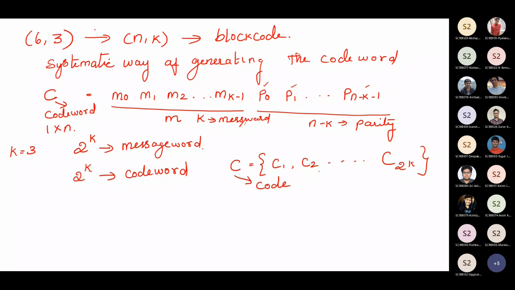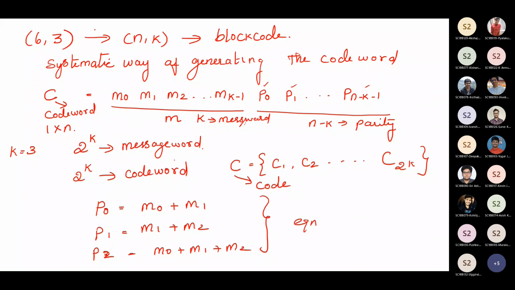So instead of that, they are bringing some structure to it. The structure is, C will be generated as message plus parity. So how to generate the parity? We have seen here parity for 6,3. We have seen parity bits are generated as M0 plus M1 for P0. P1 is equal to M1 plus M2 and P2 will be equal to M0 plus M1 plus M2. So these are the 3 equations we are using to calculate the code word for a given message word.